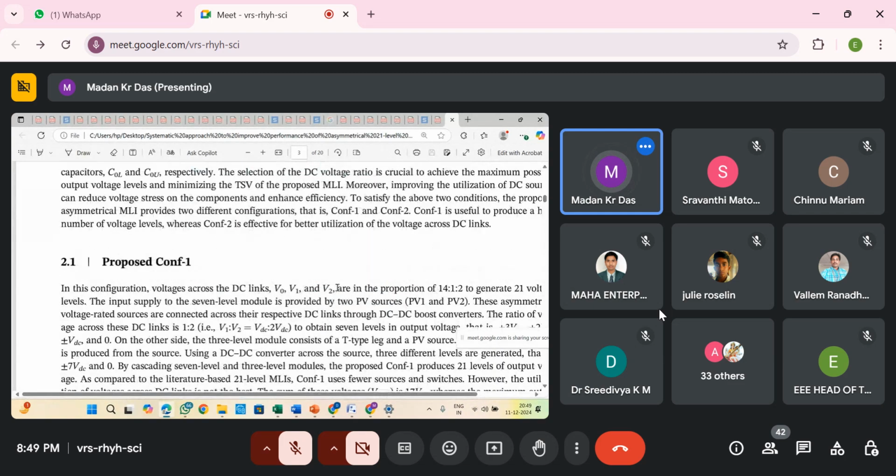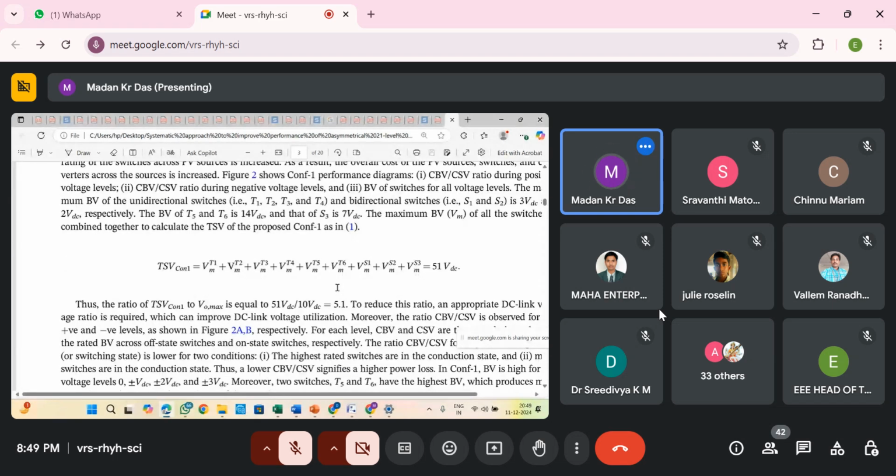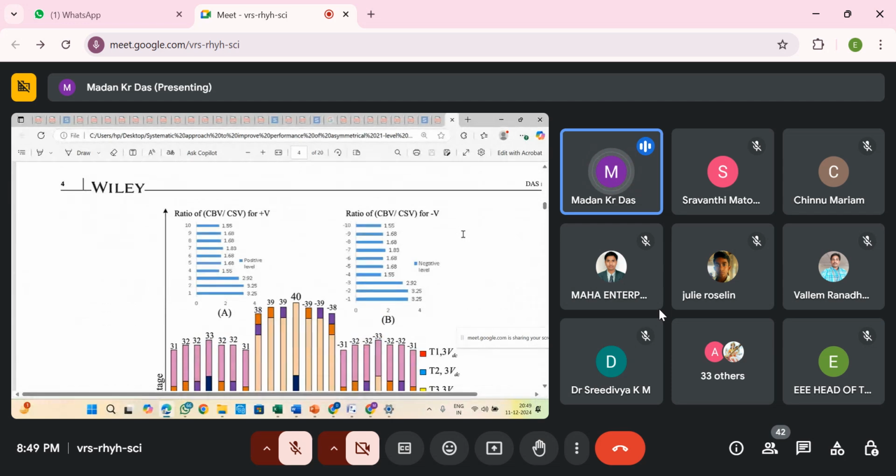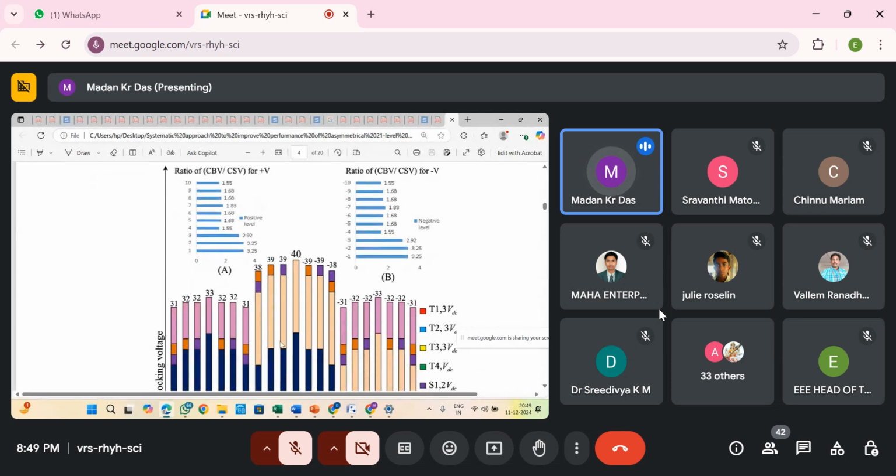This inverter generates 51 VDC, means the total standing voltage is 51 VDC. And this inverter is compared in the comparison table, by number of levels and switch ratio.